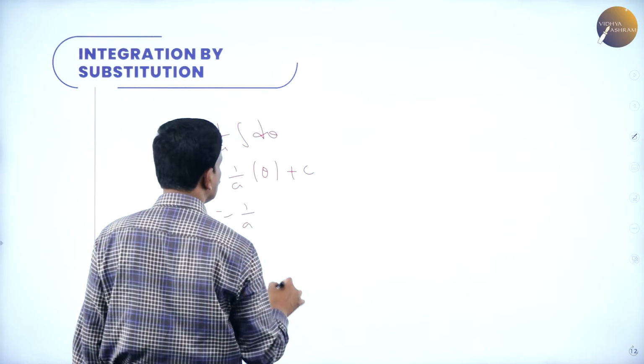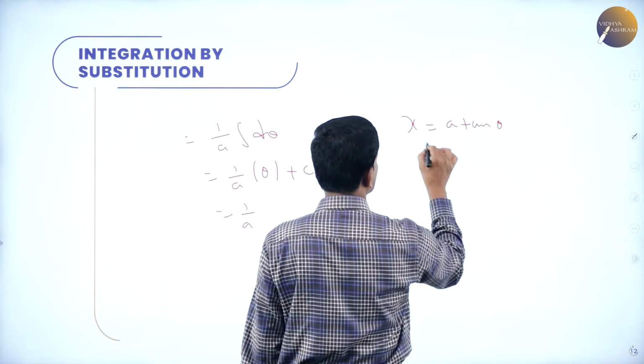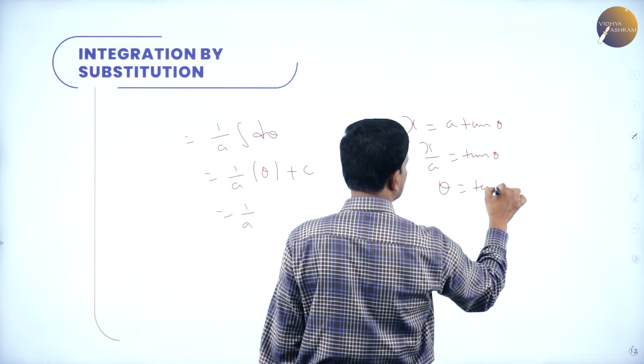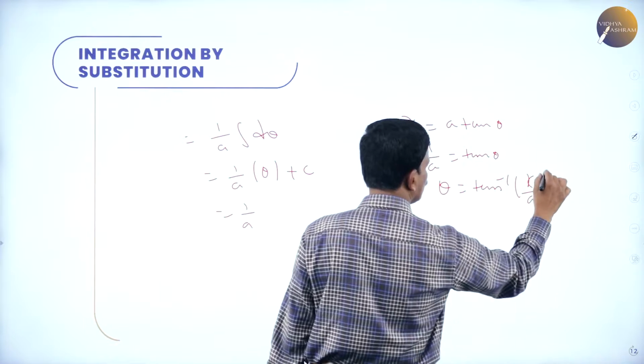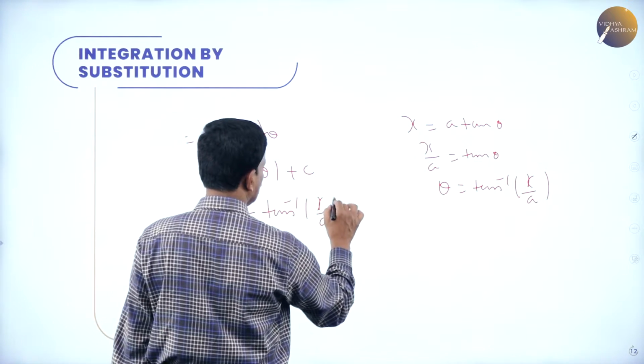This is 1 over a into, what is the substitution? Since x is equal to a tan theta, x by a is equal to tan theta. Therefore, theta is equal to tan inverse of x by a. So, this is 1 over a tan inverse x by a plus c.